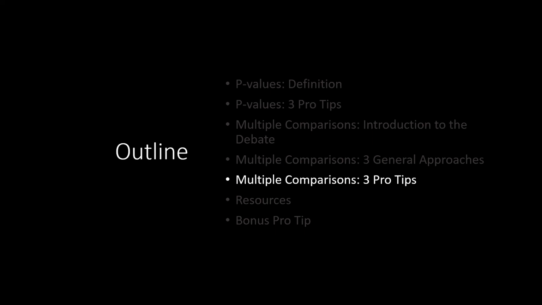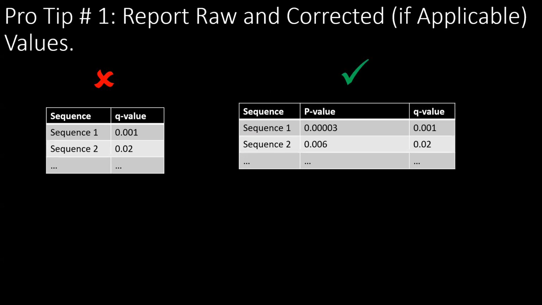So here are some pro tips. The pro tip is, if it's applicable to report a multiple comparisons correction, maybe you have a reviewer that just won't take no for an answer, the idea is to report both the raw and the corrected values.